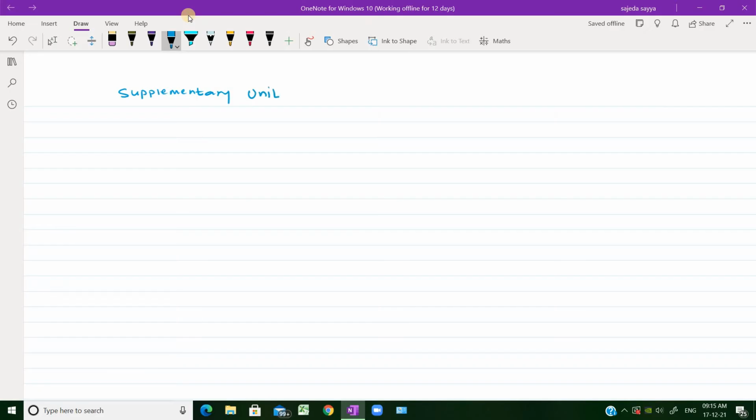Supplementary units are used for the measurement of angle. Plane angle is for two-dimensional geometry and generally uses the symbol d theta. The unit used for its measurement is the radian, and in short form it is written as rad.